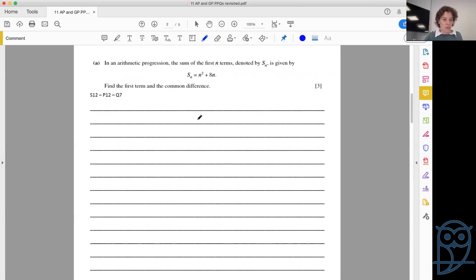In an AP, the sum of the first n terms, Sn, equals n squared plus 8n. Find the first term and the common difference. Now, we have said that whenever we summarize, we always summarize all the way to ADN for an AP and ARN for a GP. So we would be good students and we would put half n (2A plus (n minus 1)d).